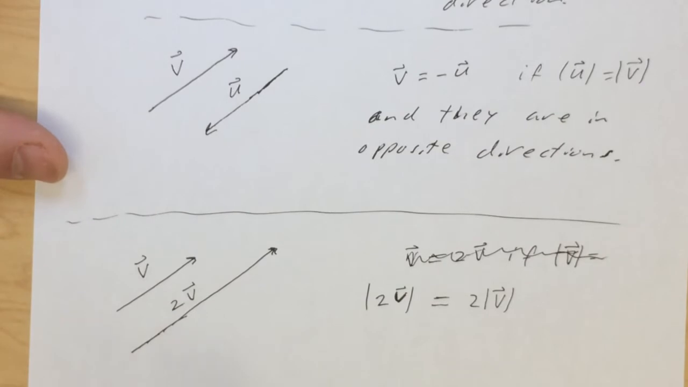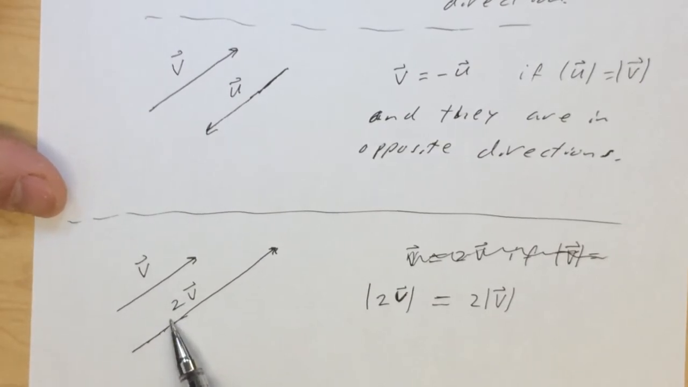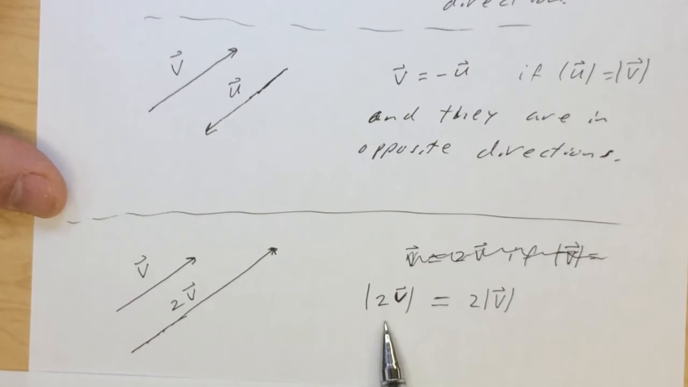And for two vectors in the same direction, where one is twice as long as the other, the vector 2v has twice the magnitude of v. So the magnitude of vector 2v is twice the magnitude of v, so you can take the 2 out. This is called a scalar multiple of a vector, so 2 times a vector. It could be 3 times a vector, 4 times a vector, whatever you want, 2.7 times a vector.